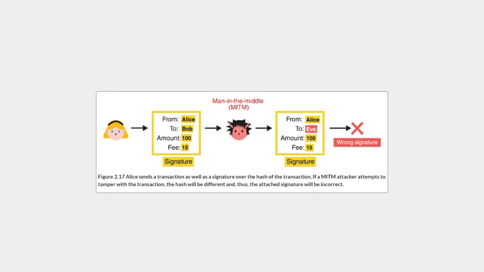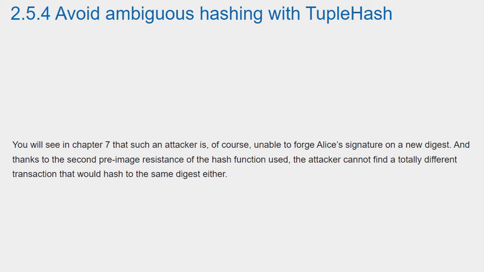to see that this is the transaction Alice meant to send. Figure 2.17 illustrates that a man-in-the-middle attacker who intercepts the transaction before it reaches the network would not be able to tamper with the transaction. This is because the hash would change, and the signature would then not verify the new transaction digest. You will see in Chapter 7 that such an attacker is, of course, unable to forge Alice's signature on a new digest. And thanks to the second pre-image resistance of the hash function used, the attacker cannot find a totally different transaction that would hash to the same digest either.